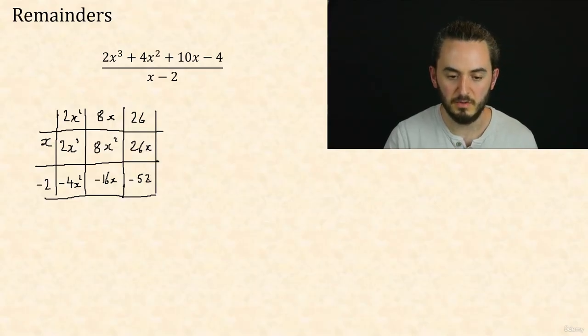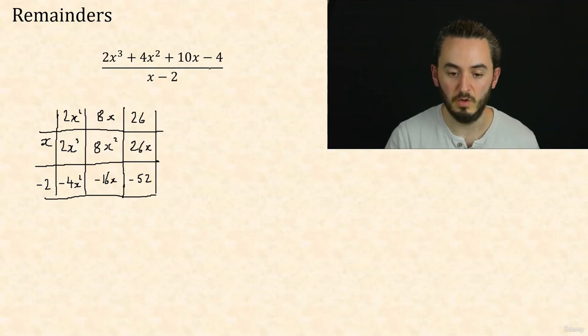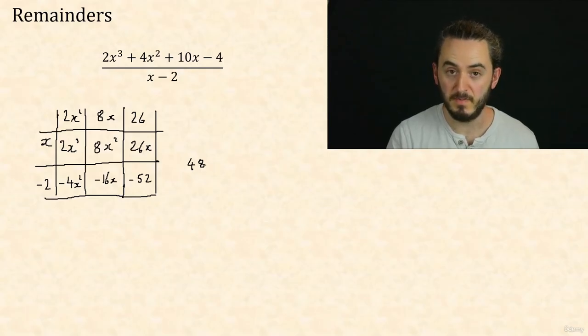Okay, now the reason why this proves that x minus 2 does not go exactly into here is that we're left with this minus 52. But that is not what we wanted. We wanted negative 4. What would we need to add on to this to get to the desired answer here? Well, it would have to be 48. Because if you add 48 to negative 52, you get negative 4. So this 48 here is the remainder.